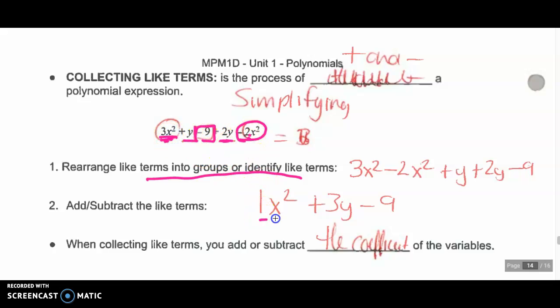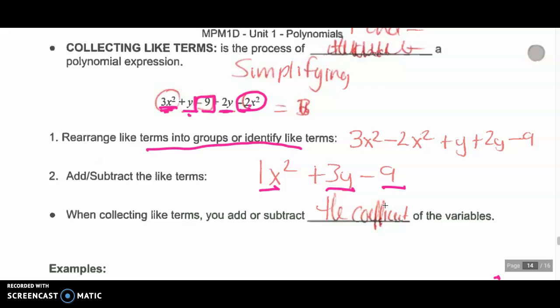3 minus 2 is 1x squared. Then you have your y's. You had plus y plus 2y is plus 3y. And then you just have your constants at the back here, minus 9. If you want to rearrange, go ahead. There's nothing wrong with it.